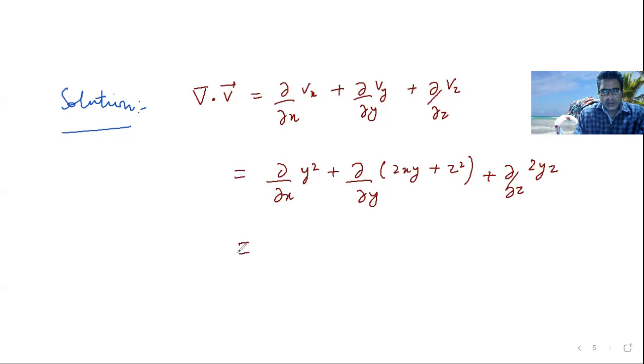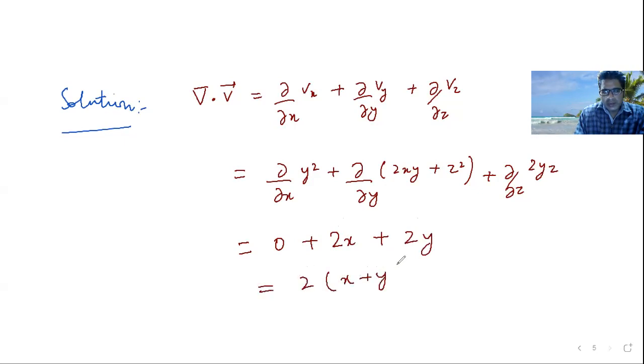What is this? Y square is constant with respect to x, so its derivative is 0. The second term, differentiating with respect to y, gives 2x. Dou by dou z of 2yz, differentiating with respect to z, is 2y. You can write it, 2 can be taken as common, 2 times x plus y. So I have found the value of divergence, right?